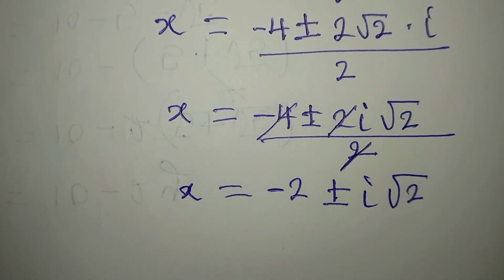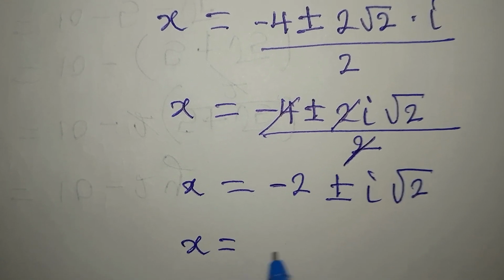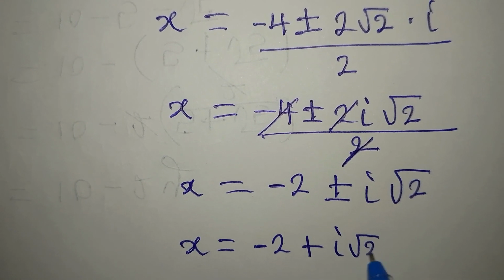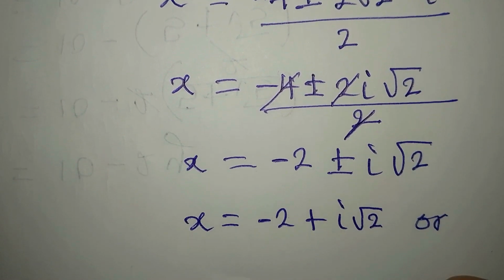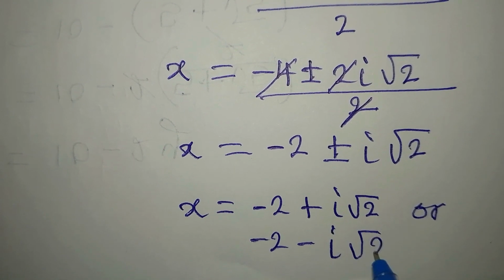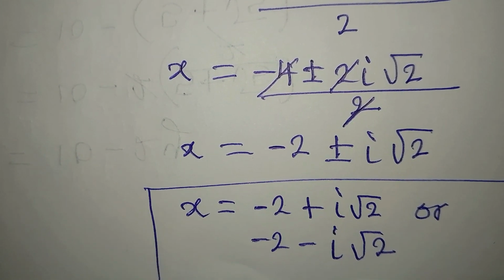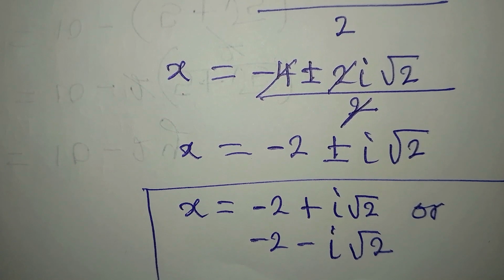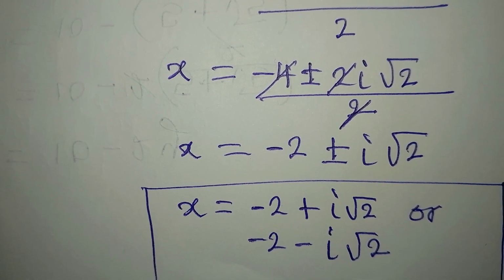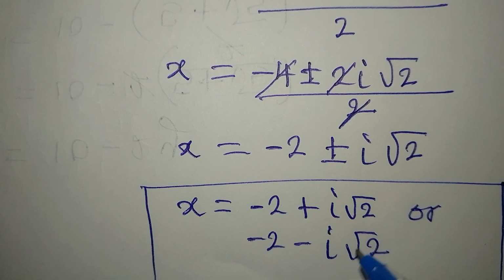So to break this down, our x is equal to -2 + i√2, or -2 - i√2. So from here again, we have 2 additional solutions. But the first 2 solutions are the real solutions, and these 2 here are complex solutions.